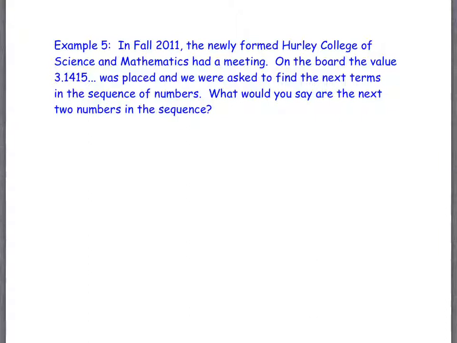And so when the Hurley College was created, at the first meeting of the year, our dean, I think it was her, but it was someone else, it wasn't me, put on the board the number 3.1415. And they were asking us to find the next terms in the sequence. It's sort of generic, it doesn't say how many terms. So without talking to anyone, I want you to write down what you think would happen next if this question were posed to you. What comes next in this sequence of numbers?